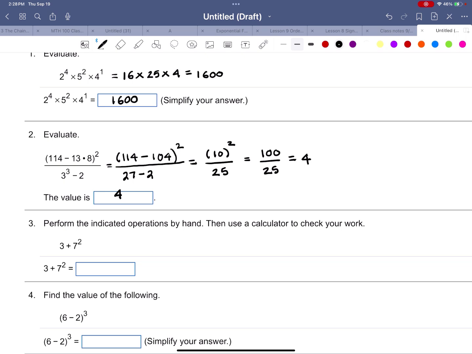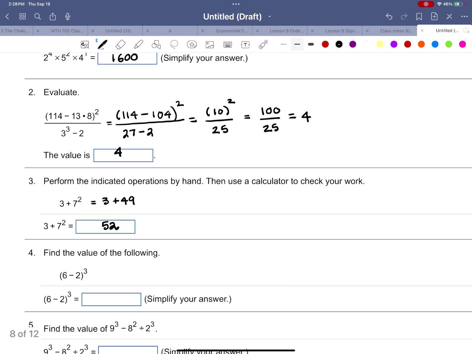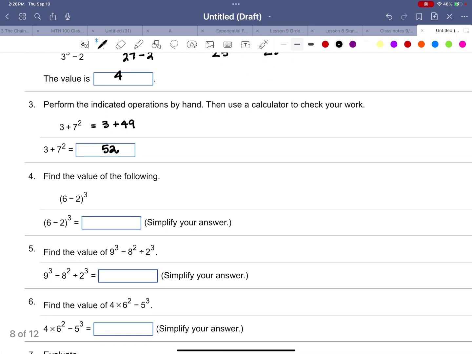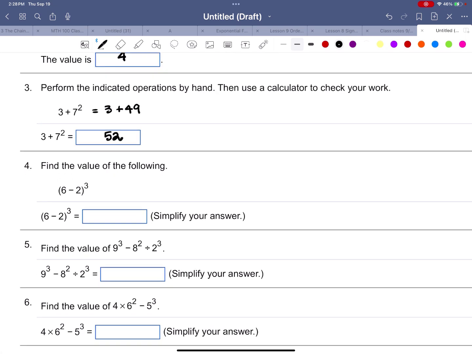Example 3. We have an addition and we have an exponent. We must do the exponent first. So that's 3 plus 7 times 7, 49. So my final answer there is 52. I add last, exponent before the addition. Number 4, I have parentheses. I do inside the parentheses first. I get a 4. 4 cubed means 4 times 4 times 4. That's going to give me a 64.